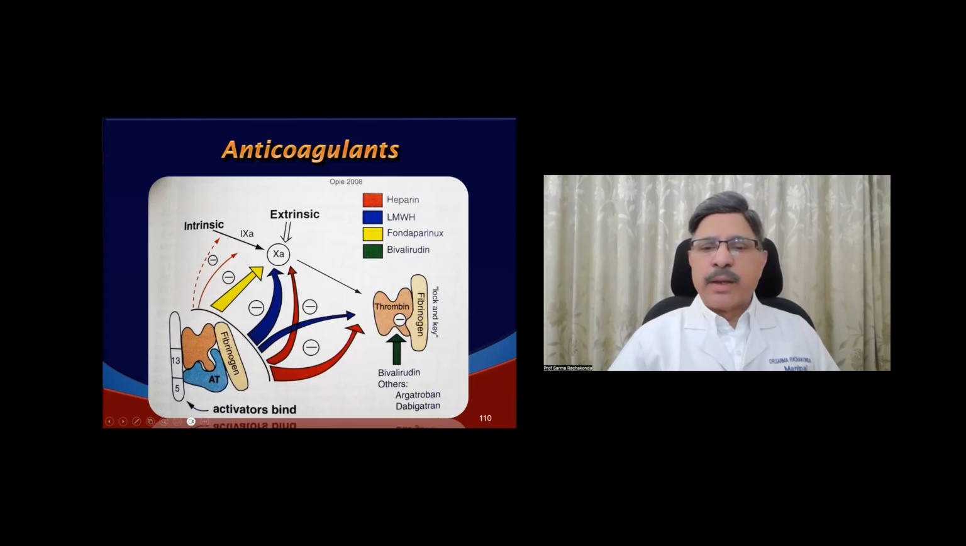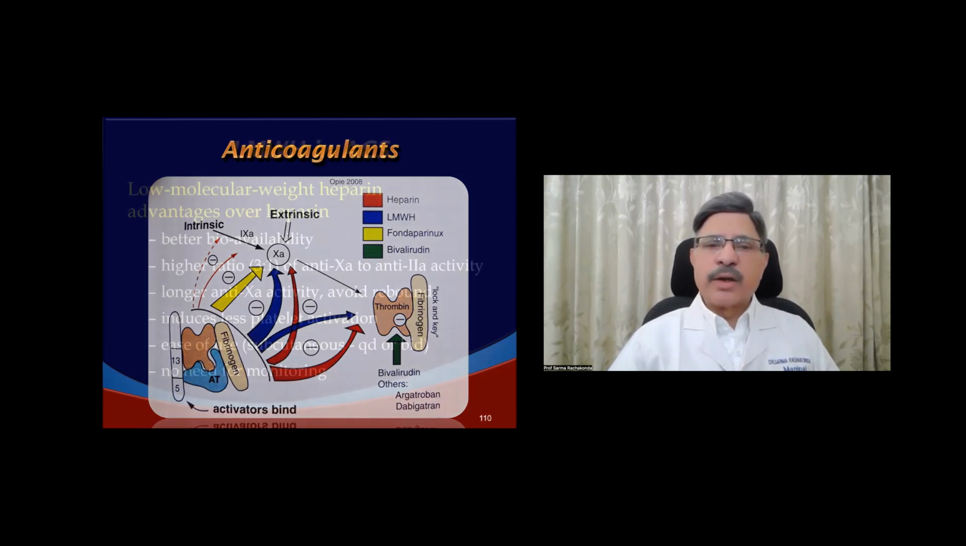Whereas bivalirudin, argatroban or dabigatran act here. This summarizes the mechanism of action of various anticoagulants and their site of action.